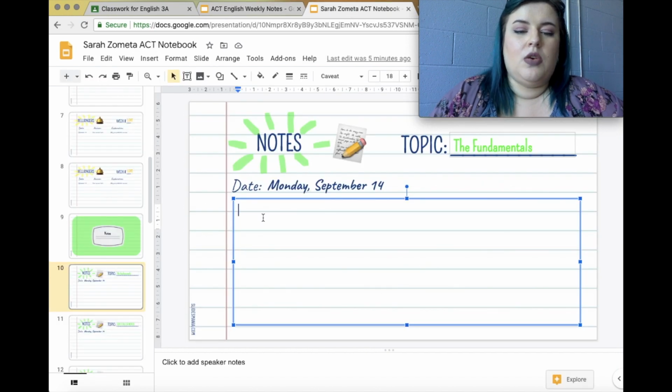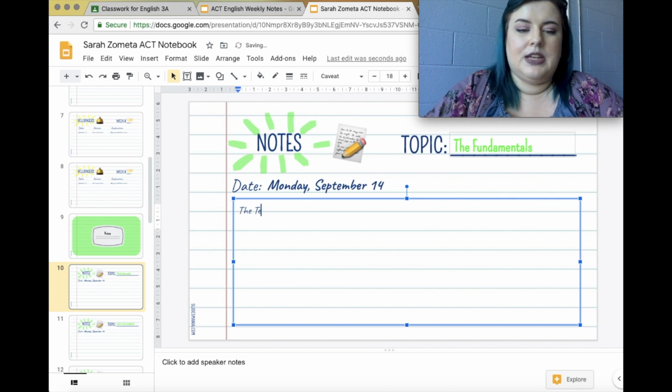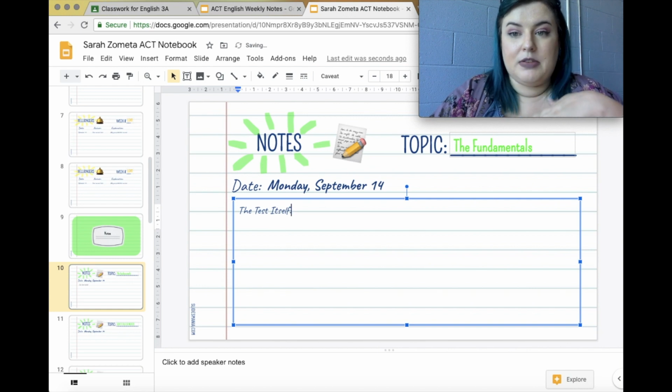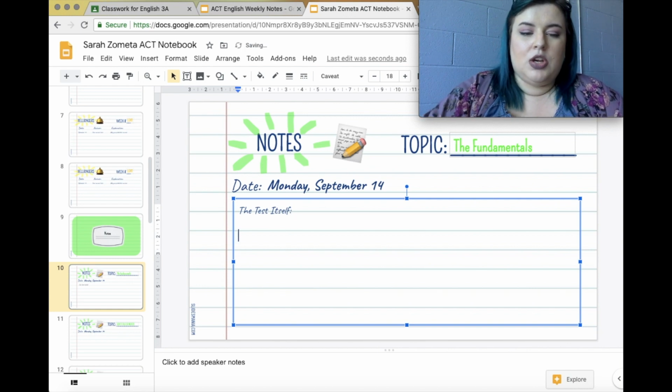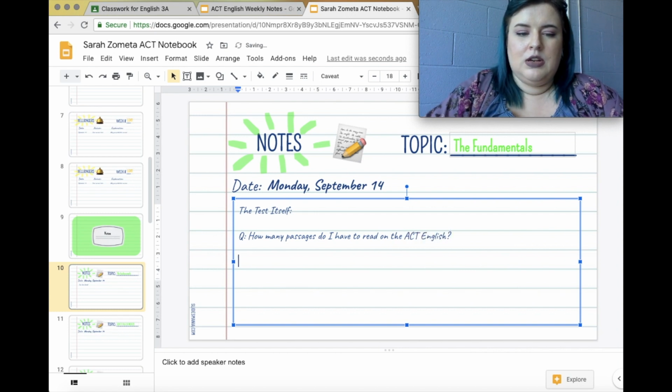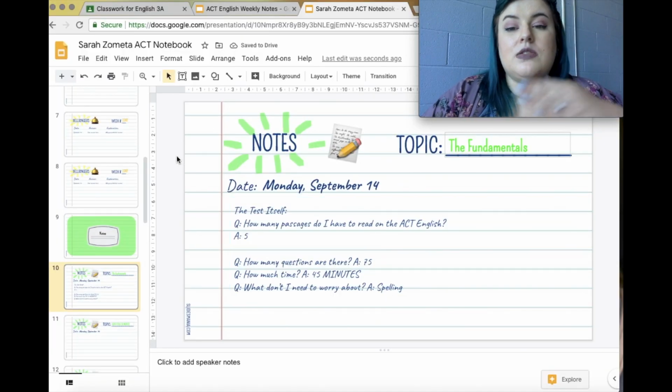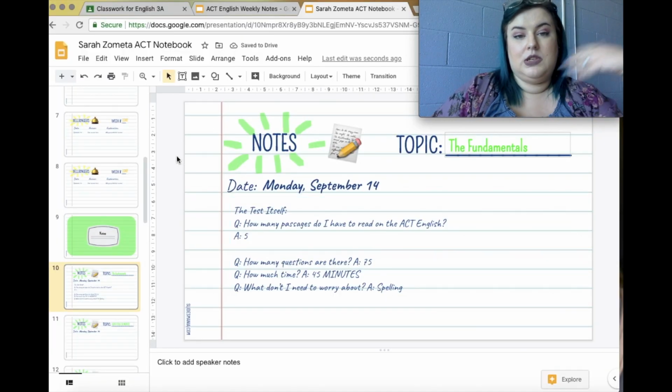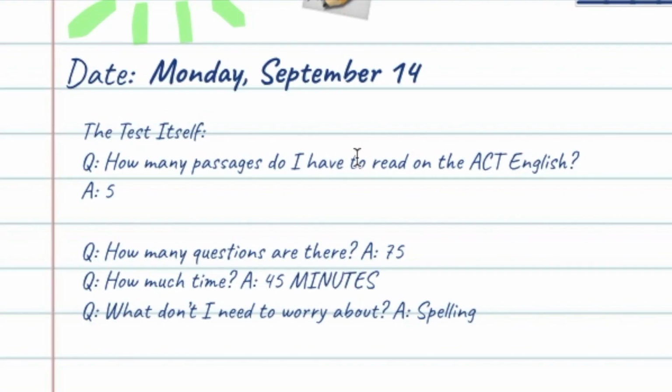So over here, what I would write in my notes is: this is all about the test itself. That was the title of this section. I'm giving myself some organization. Question: how many passages do I have to read on the ACT English? Answer: 5. So that is way number 1 that you can take notes, the question and answer method.